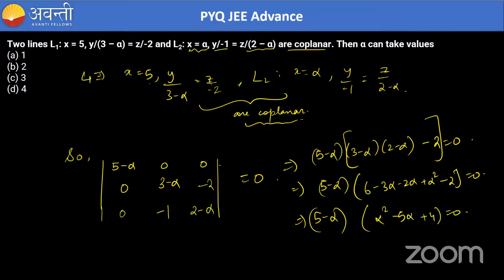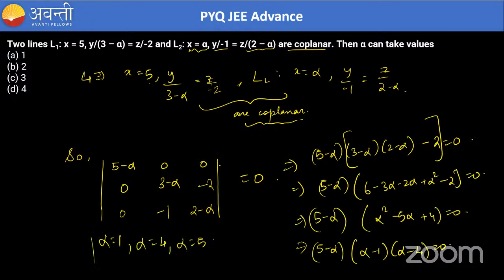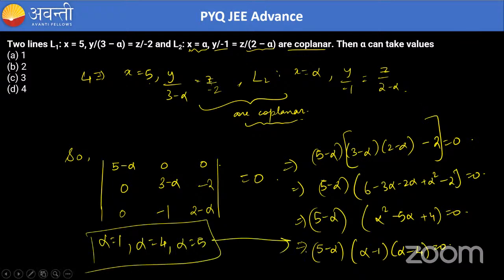So here it will become 5 minus alpha into alpha minus 1 into alpha minus 4 equals to 0. So the values of alpha can be equal to 1, alpha can be equal to 4, and alpha can be equal to 5 that we got from this equation, right? So the answers to this question are option A and option C, right?